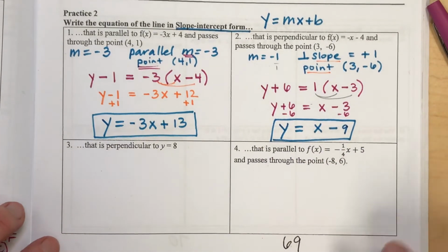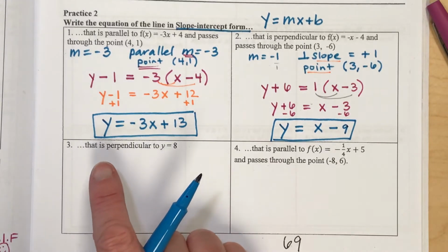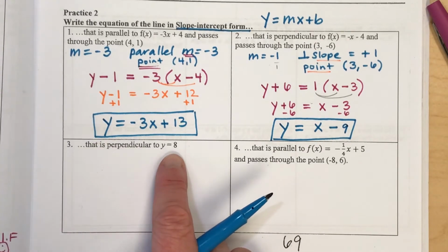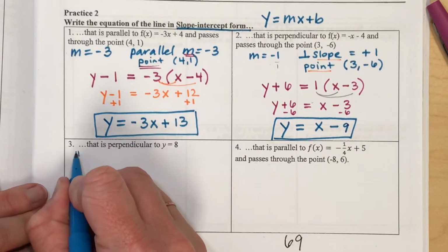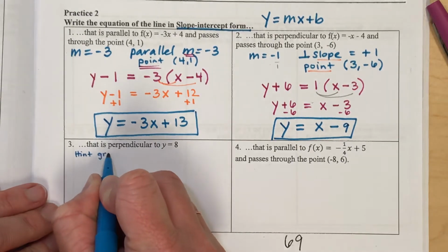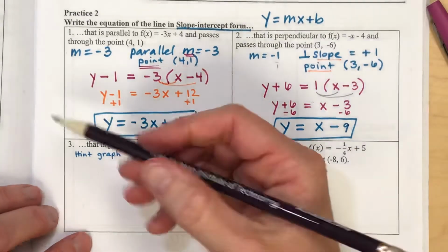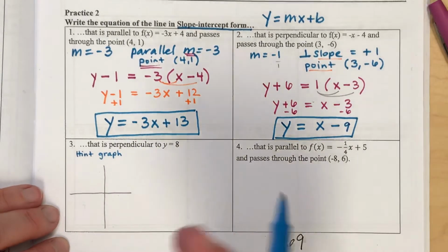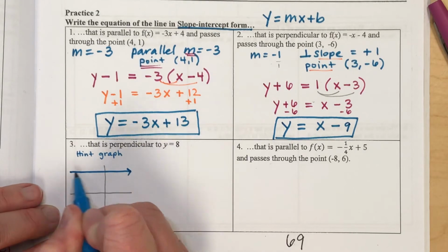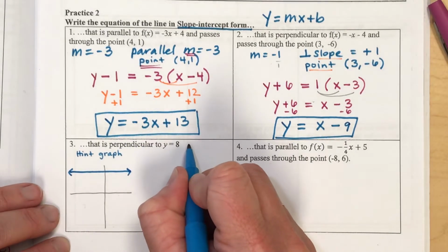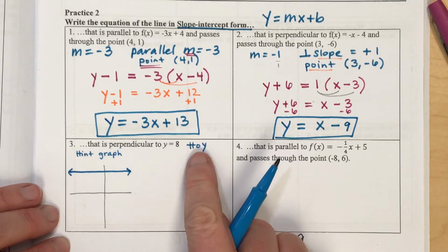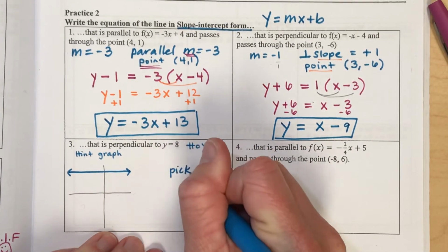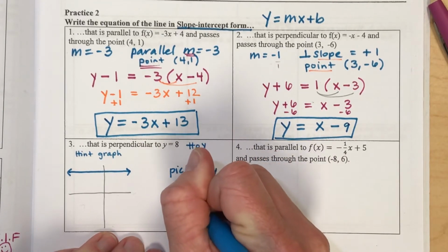All right, here is number 3. So for number 3, it says, I want a perpendicular line to y equals 8. Now I'm going to give you a hint like we did up above, and that's going to be to graph. So my graph is going to help me visualize this. If I have y equal to 8, any function y equal to a number is going to be a horizontal line with 0 slope.